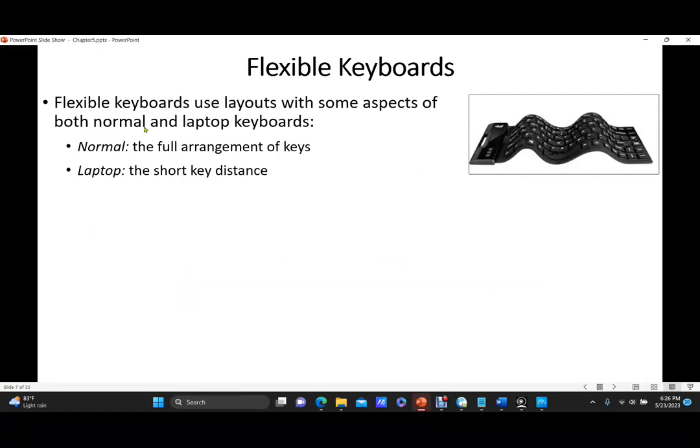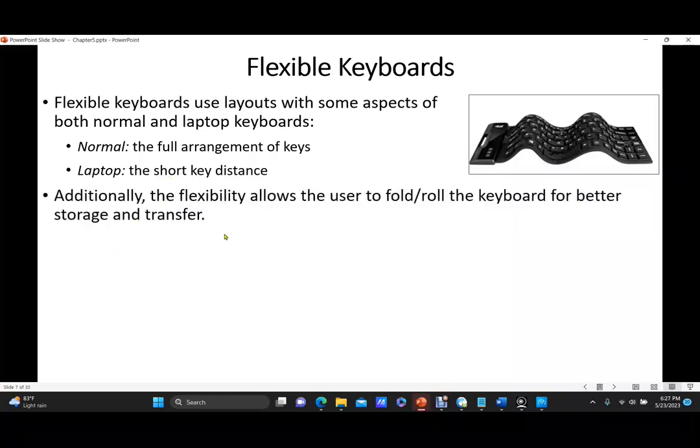Flexible keyboards are kind of a combination between normal and laptop. They have the full size, so they have the full arrangement of all the keys, but they're thinner, and so they don't have the same keystroke distance to enter. Of course, being flexible, the user can fold them up or roll them up, making them easier to store and transport.